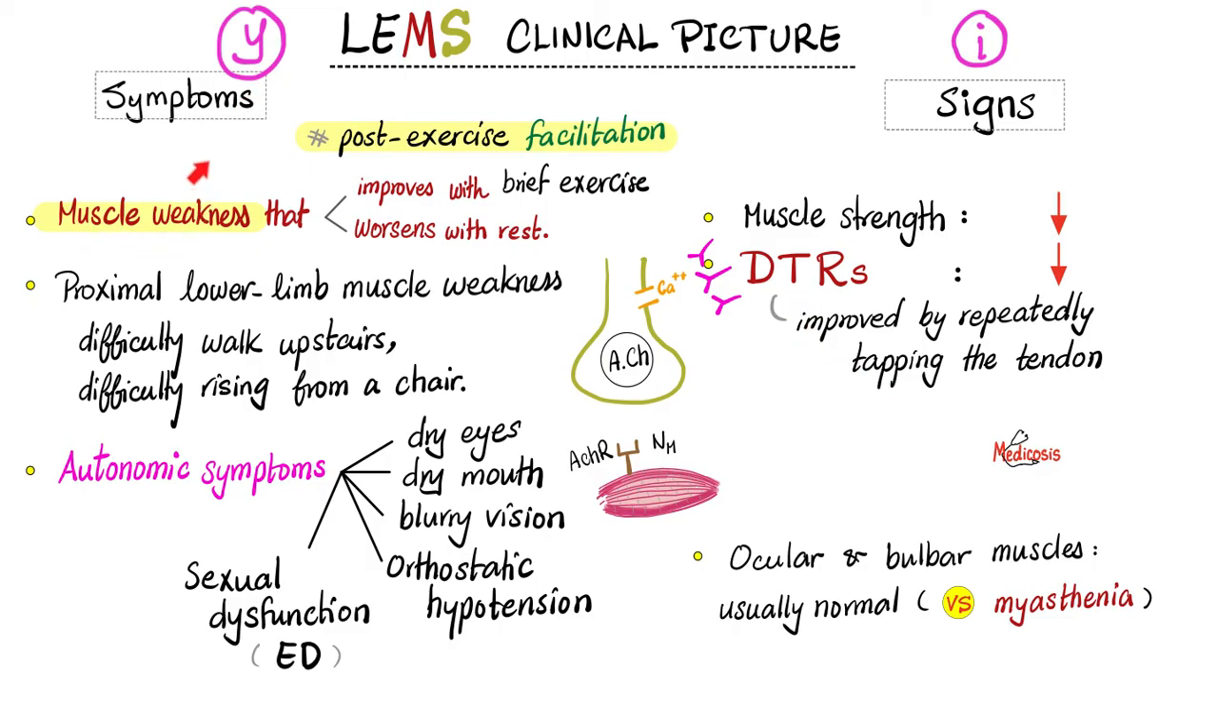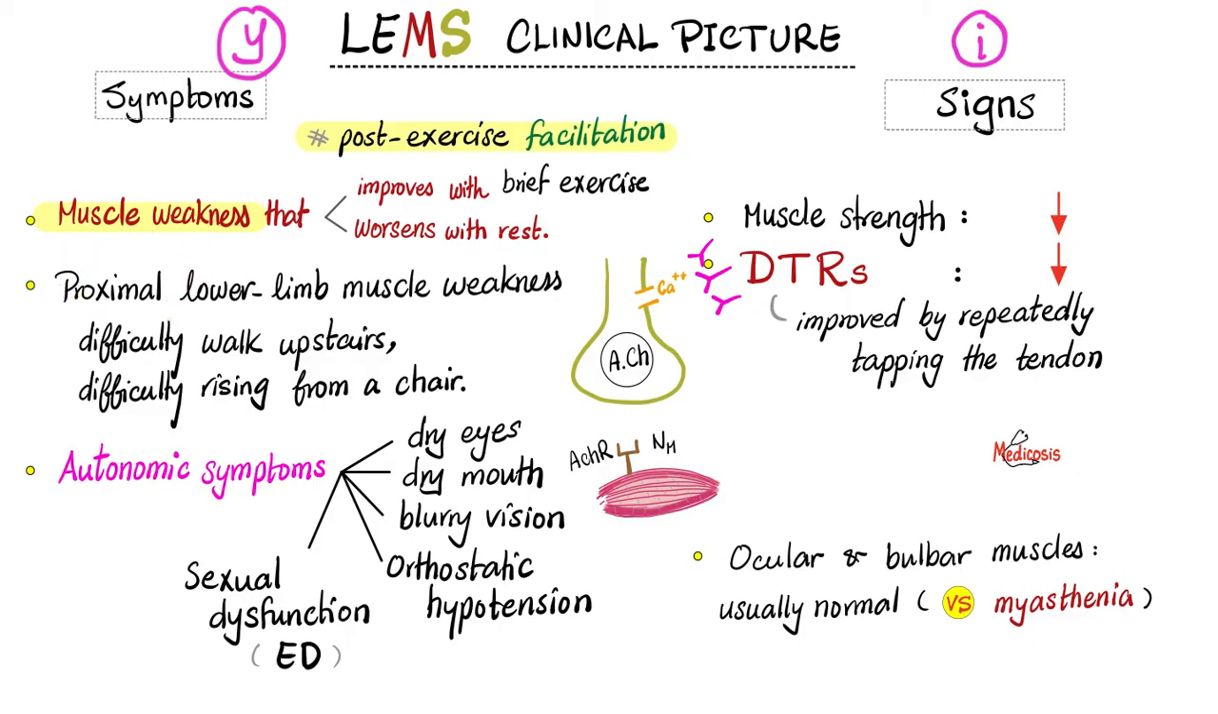Symptoms. The patient will complain of muscle weakness that improves with brief exercise. We call this post-exercise facilitation, and this is important. The weakness is more proximal than distal, and it's more likely in the lower extremity. So proximal lower extremity weakness, the patient will say something like, "Doctor, I have a hard time walking upstairs," or "I have a hard time rising from a chair." Because to do these, I need powerful thigh muscles and powerful hip muscles, and these are proximal muscles.